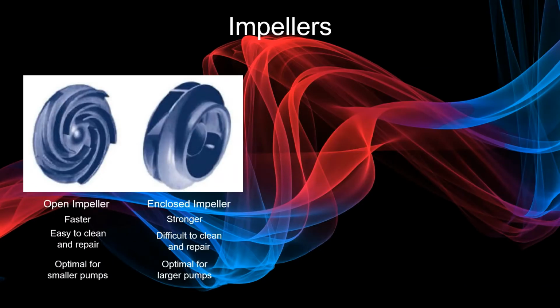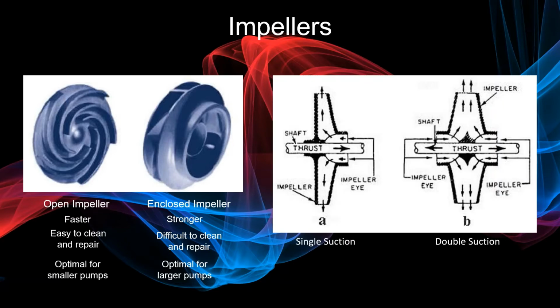We have two different impellers to offer. We have our traditional open impeller, and if that doesn't suit you, then we have the enclosed impeller. The open impeller is faster, easier to clean and repair, and optimal for smaller pumps. The enclosed impeller is strong, more difficult to clean and repair, and optimal for larger pumps. Our impellers also come as single or double suction. Our double suction impellers reduce thrust on the shaft, making them more durable, and have a larger inlet flow area such that it reduces inlet velocities.